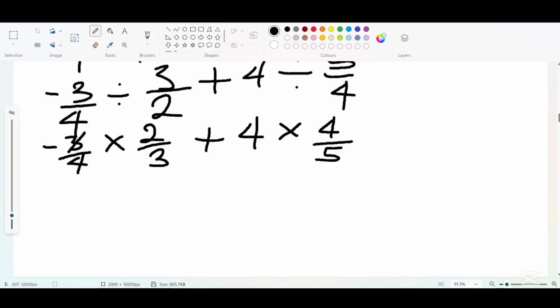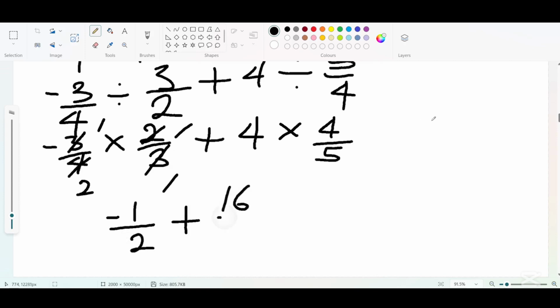Now this expression, we can cut what is able to cut. We can use 3 here to cut 3 here, and 2 to cut 4 here, remainder 2. This 4 and this 4, we can multiply them together. That will be 4 times 4, 16 all over 5. And this is going to be 1 times 1, then 1 times 2. So everything here will be minus 1 all over 2 plus 16 all over 5.